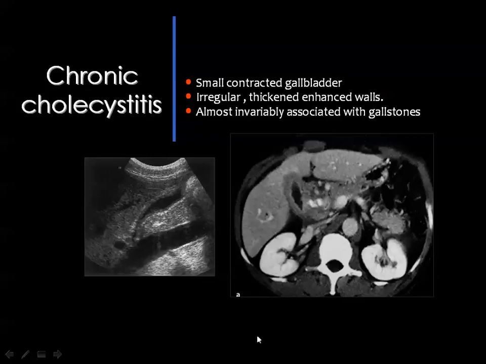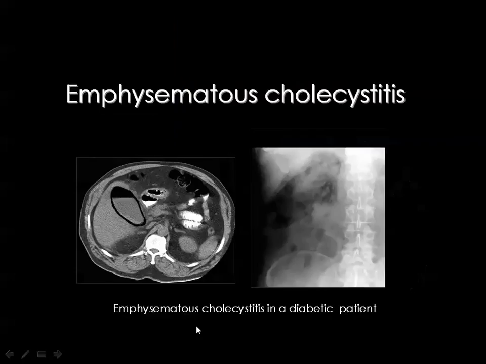Then chronic cholecystitis means that the gallbladder is small in size, being contracted, the wall is also thickened, and you may see or may not see the pericholecystic fluid, and also you can see calculi or you cannot see. And here is an ultrasound example of a chronic acalculous cholecystitis with relative thickening of the wall. And this is a CT scan of chronic acalculous cholecystitis, and you appreciate the thickness of the wall.